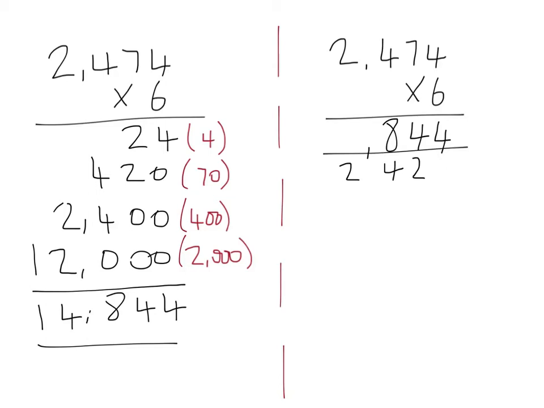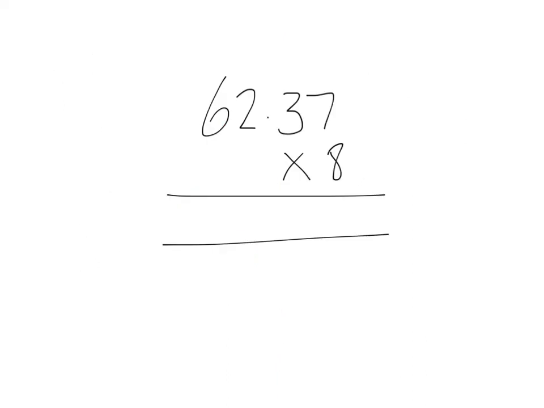I can then multiply 2,000 by 6, which is 12,000. But once more, I add these 2,000s to my answer. So 2,000 and 12,000 is 14,000. And as you can see, I've got the same answer with both methods, 14,844. Now we'll use the same technique to multiply a decimal number, 62.37 multiplied by 8.